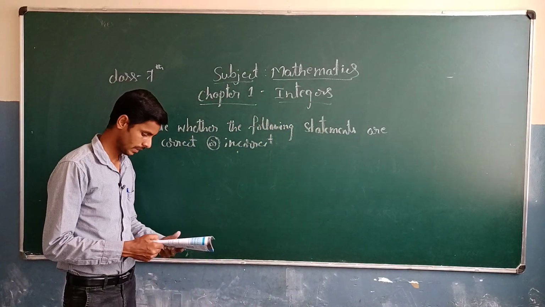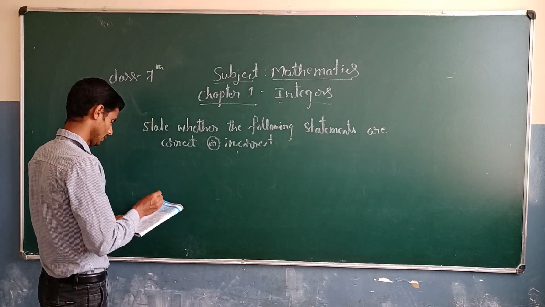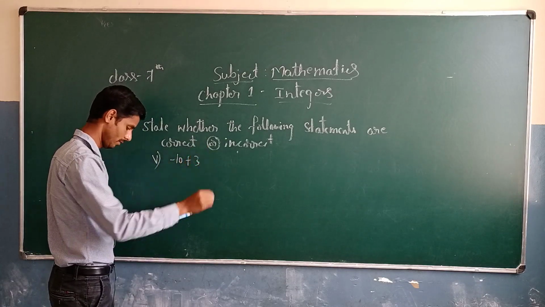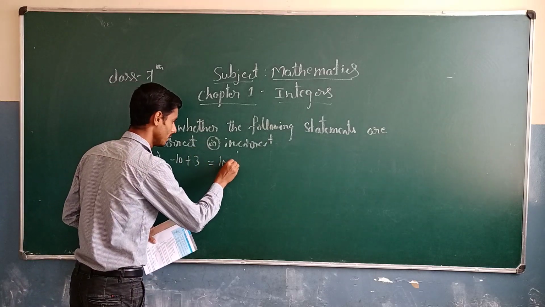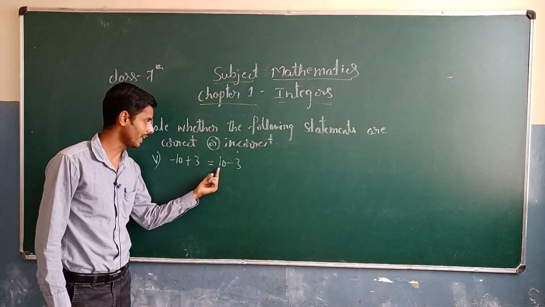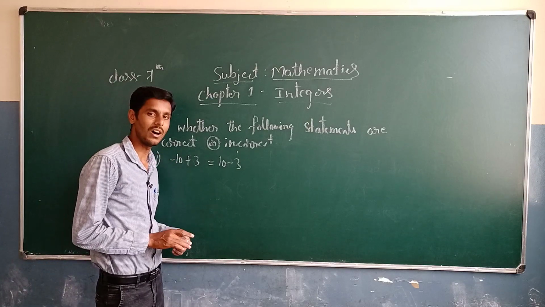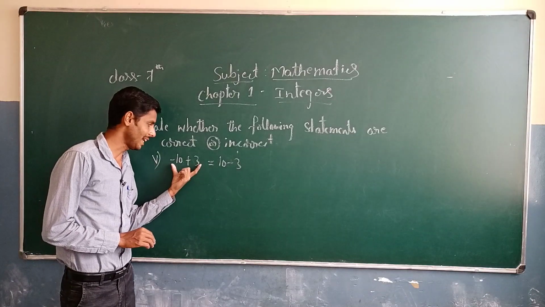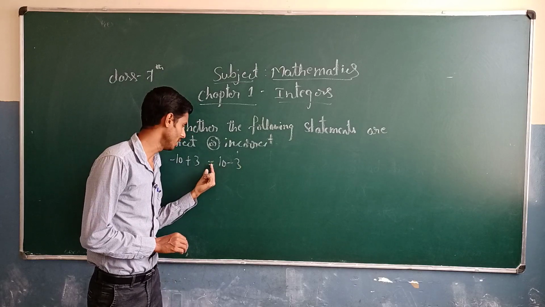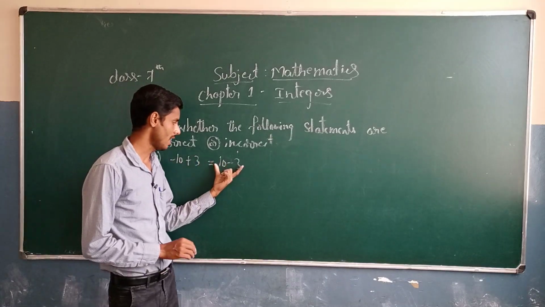Next, one more statement is given here. Fifth statement: minus 10 plus 3 is equal to 10 minus 3. We have to verify this statement as correct or incorrect. This is the LHS part. This is the RHS part. From the equals sign, we have the left hand side part, LHS, and the right hand side, RHS.